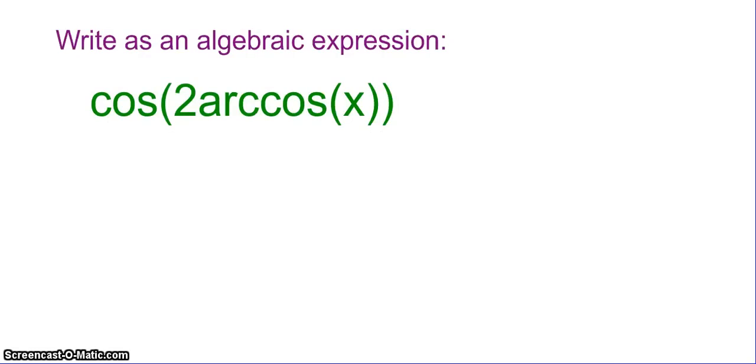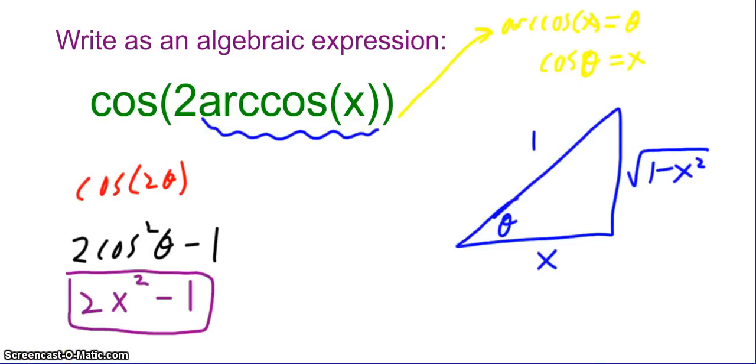Alright, last one. Write this trigonometric expression as an algebraic expression. What does that mean? Remember, that means that we don't want to have any trig functions in our expression anymore. So pause the video and see if you can figure out how to do this. As in before with problems like this, drawing a triangle is very helpful. Okay, so we should end up with 2x squared minus 1 as our algebraic expression. Now if you're confused on that, let's go through the explanation.